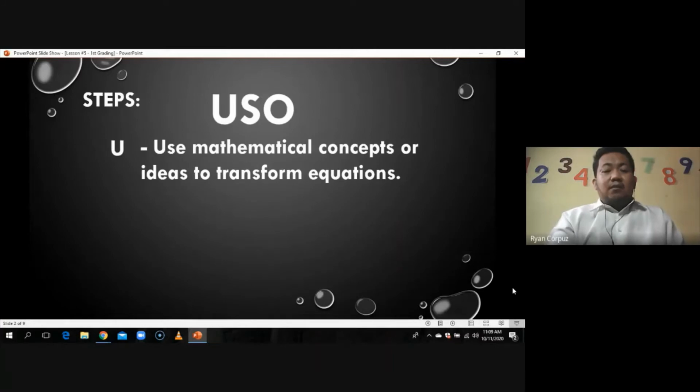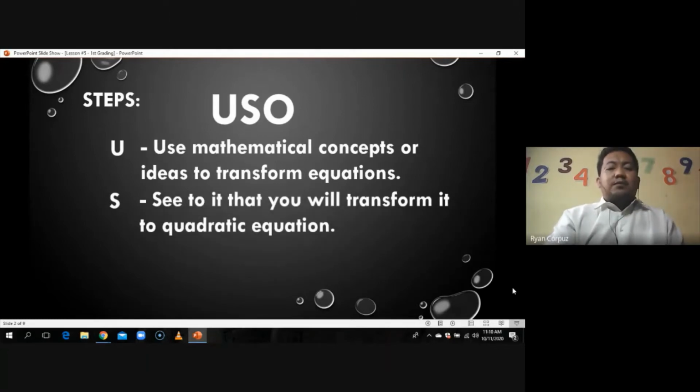Because most of the time, all given equations here are equations wherein you cannot say quadratic. But with the application of step number one, using mathematical concepts or ideas to transform equations, these equations can be transformed into quadratic equation if you just make use of the right mathematical concepts for it. So once you transform it into quadratic equation, S will follow. S stands for see to it that you will transform it into quadratic equation. So yun yung goal natin.